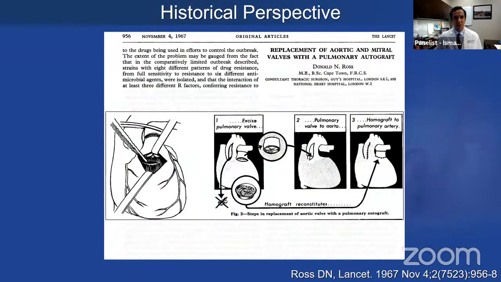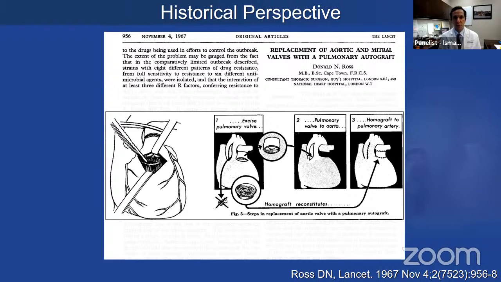As you know, the Ross is not a new operation. It was actually described in 1967 in this paper by Donald Ross, who was a South African surgeon practicing in London at a time when they actually had very few alternatives for aortic valve replacement in patients.